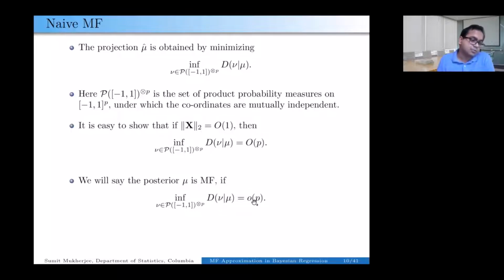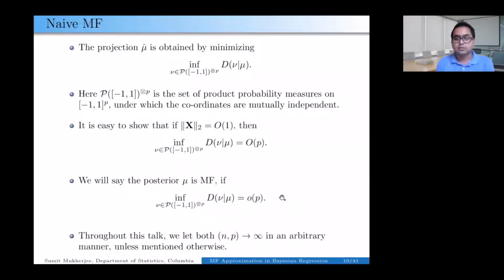In fact, just as a comment, it doesn't just have to apply to this problem, right? This could be a generic definition. Whenever there's any distribution that you have, this could be a definition for it to be mean field. You want this to be small, and you want this to be smaller than the worst case possible.